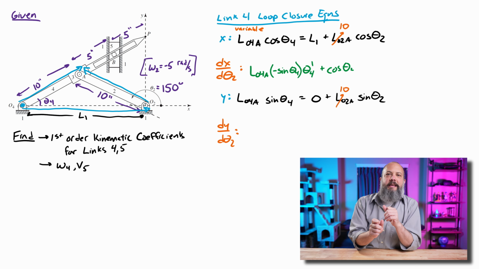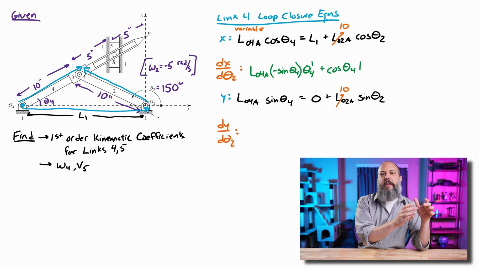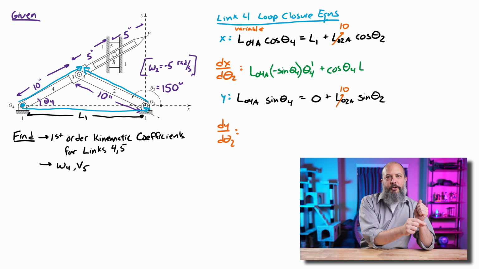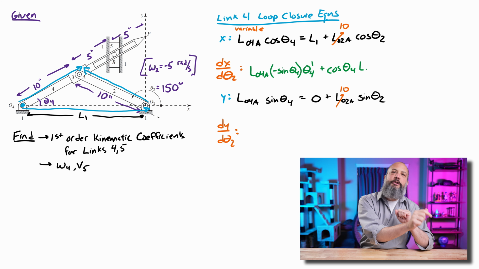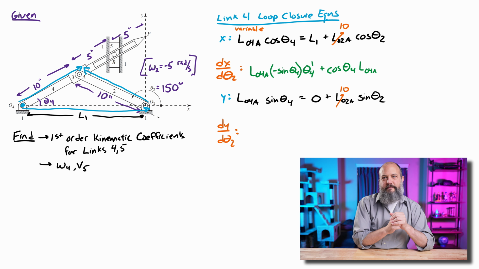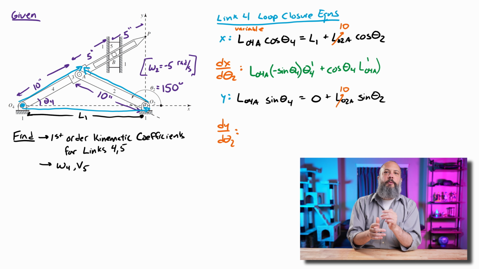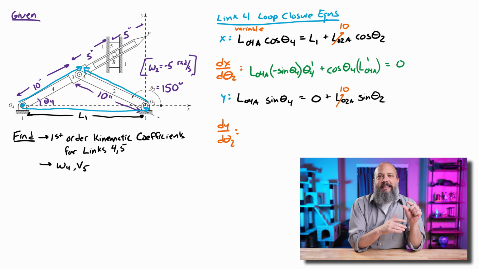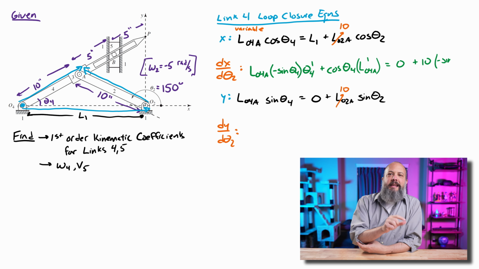So LO4A times derivative of cosine theta 4, which will be negative sine theta 4 times theta 4 prime. And you're used to writing theta 4 dot here when you're doing a time derivative, but it's theta 4 prime when you're doing the derivative with respect to theta 2. So then finish the product rule. We've got the second term, so cosine theta 4 times derivative of the first one, which is just LO4A prime. Right-hand side, the derivative of L1 is 0 because that term is not changing. And derivative of 10 cosine theta 2 will be 10 negative sine theta 2.